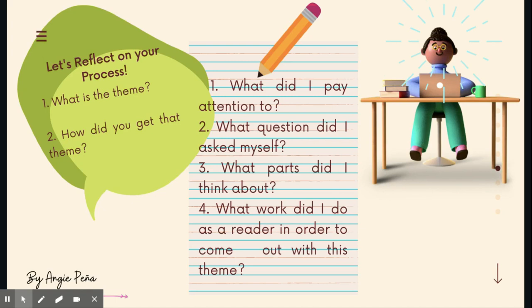All right, now we are going to reflect on our process. Please take your time to write down what the theme is for you, what you think the theme is, and take some time to write how you got that theme. To answer these two questions, you need to think about what you paid attention to. What question did you ask yourself? You should also consider what parts you thought about. What work did you do as a reader in order to come up with this theme?